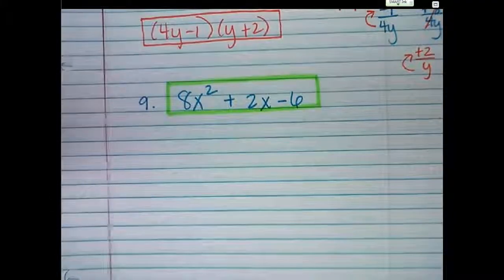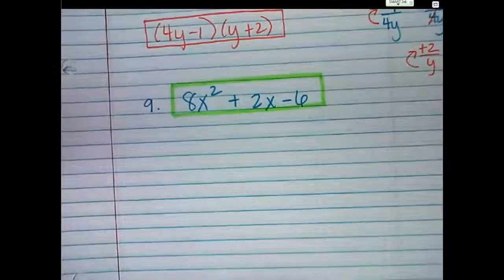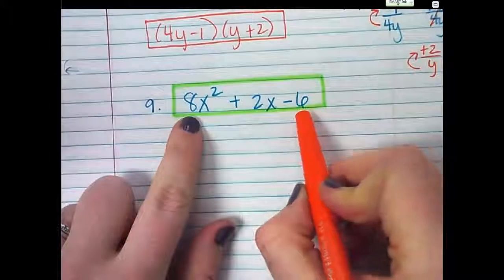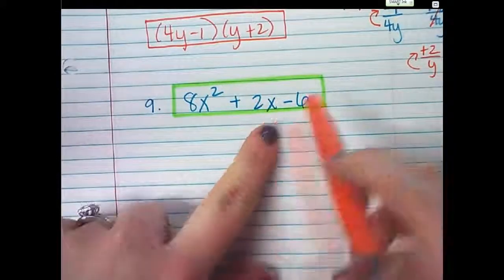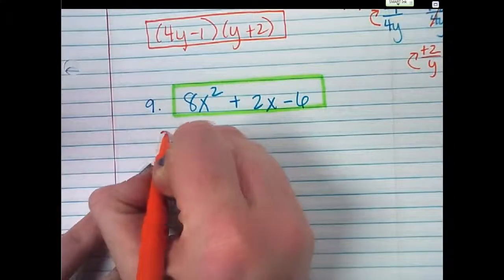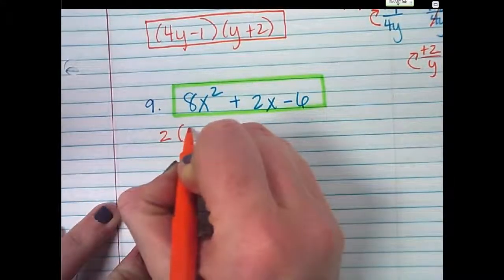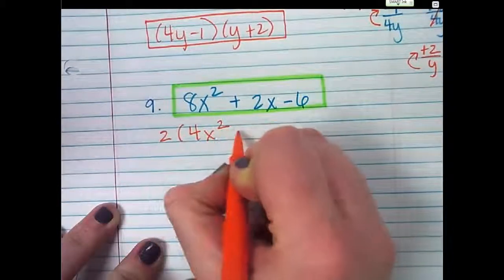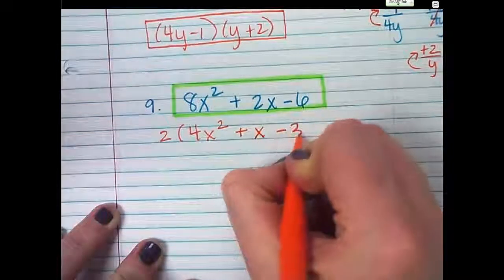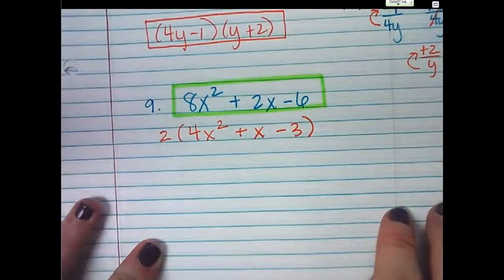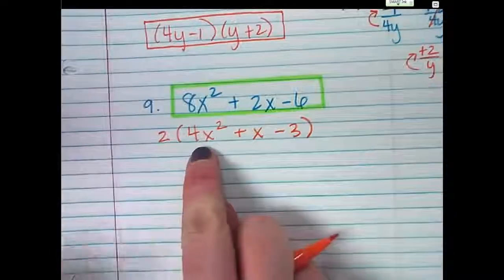All right, number 9. Any ideas on what to do first on this one? Okay, so I could multiply 8 by negative 6. Can I take out a GCF? Yes, I can. If you can take out a GCF, do that first. It makes your life easier. But also in the end, you would have to take it out anyways so that it's in factored form. 2 times 4x squared plus x minus 3. Your numbers are smaller here, so it makes it a little bit easier to factor.